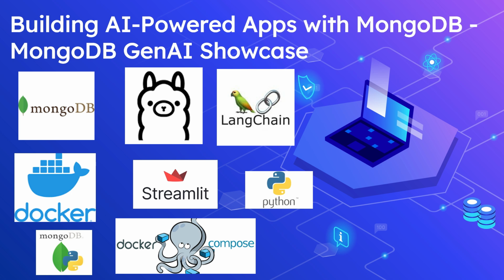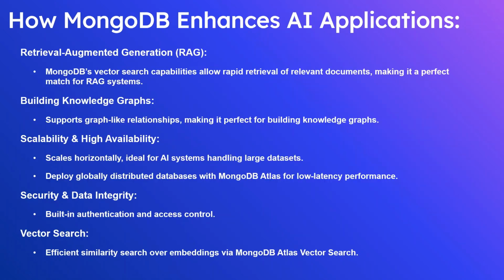AI models are powerful, but they are only as good as the data they can access. To truly harness their potential, we need to provide them with relevant knowledge and context. And that's where MongoDB plays a critical role. How MongoDB enhances AI applications.